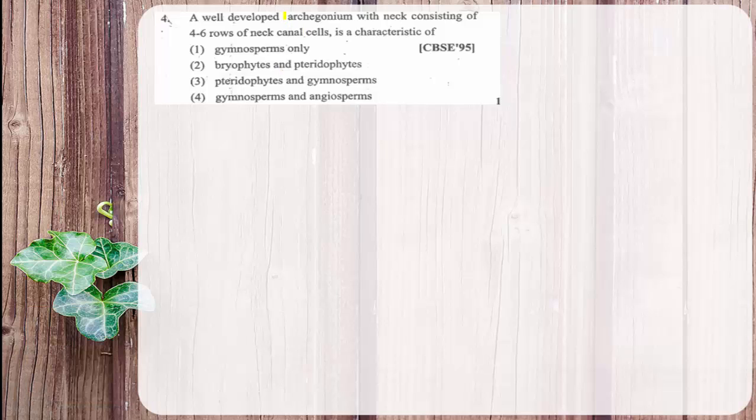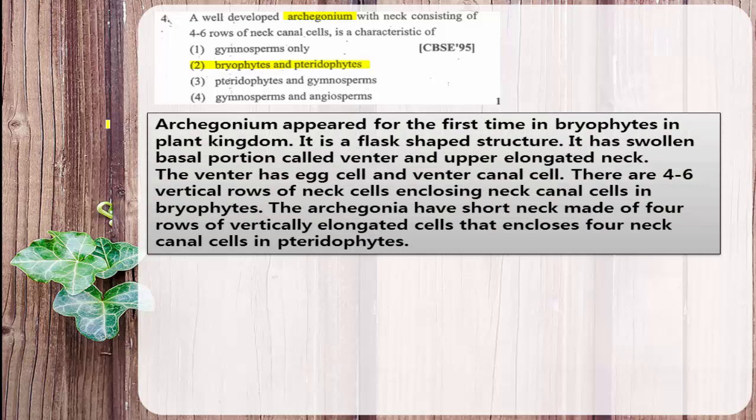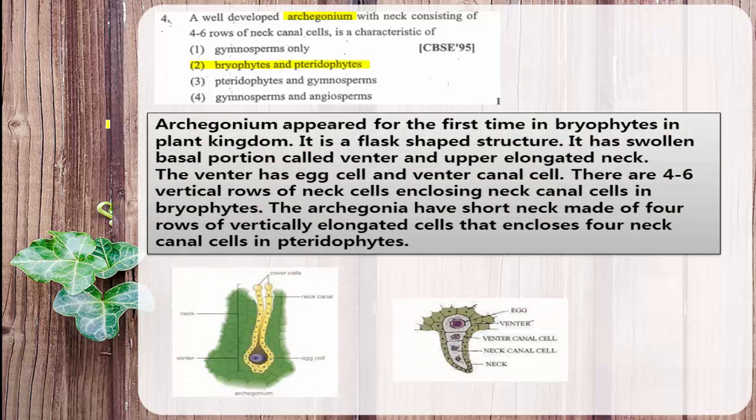Archegonium represents the female reproductive structure or female sex organ. It is the specific term in the case of bryophytes and pteridophytes, because in gymnosperms it is called the female cone, which consists of megasporangia, and in algae the female sex organ is called oogonium. Only in bryophytes and pteridophytes is the structure called archegonium. Therefore, without any doubt, the answer is bryophytes and pteridophytes.